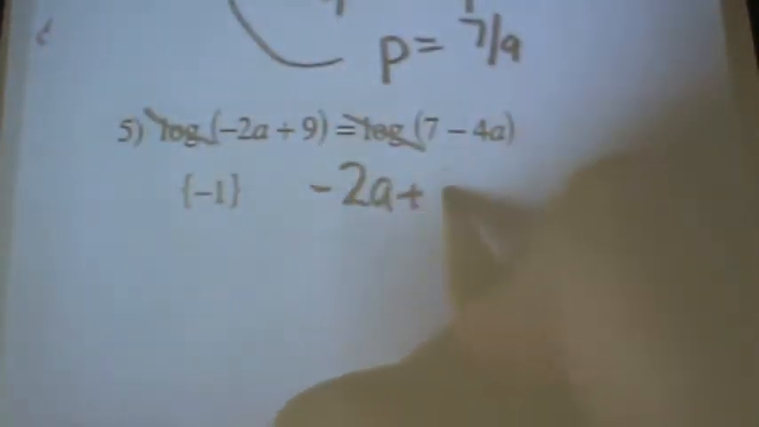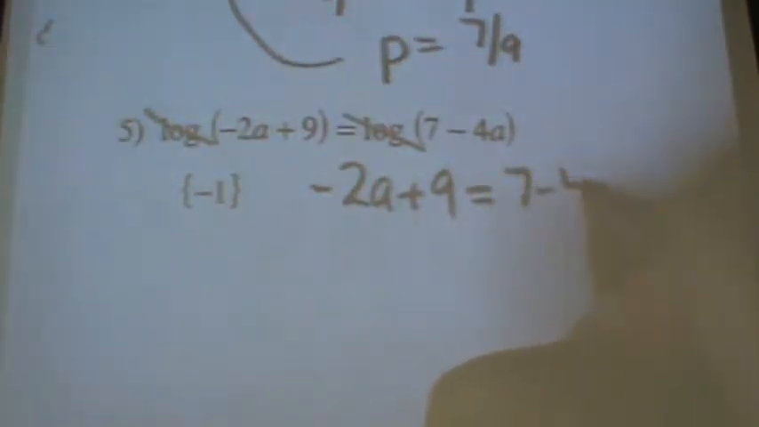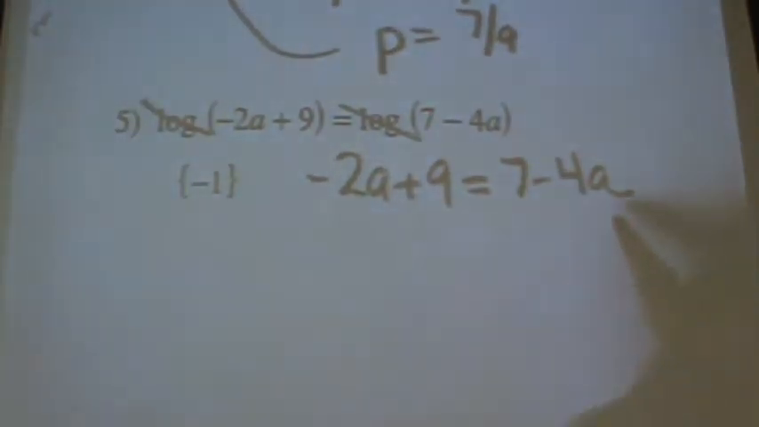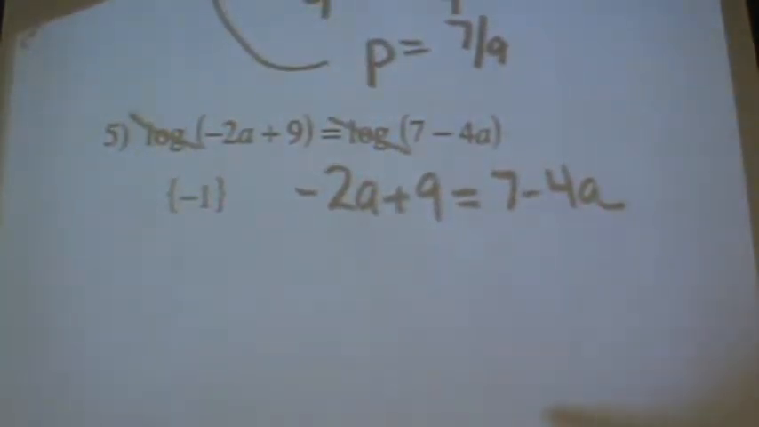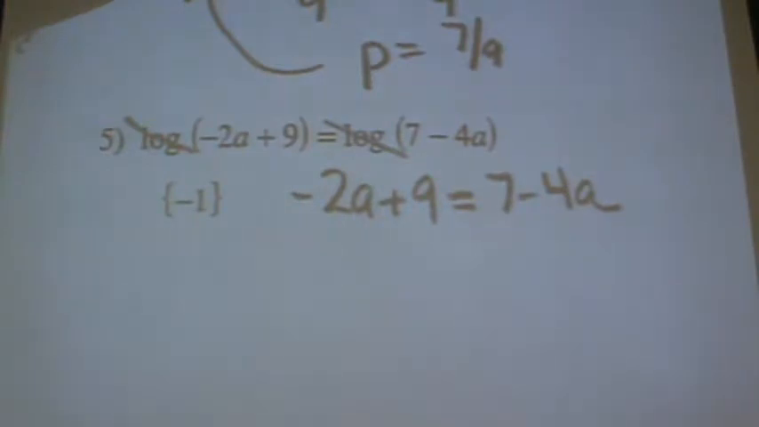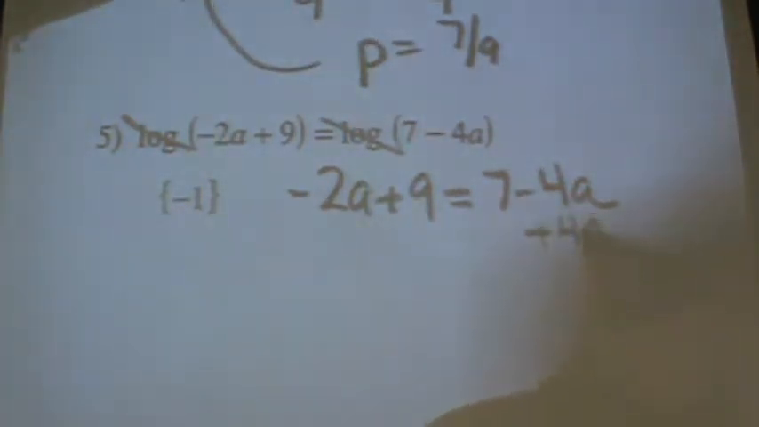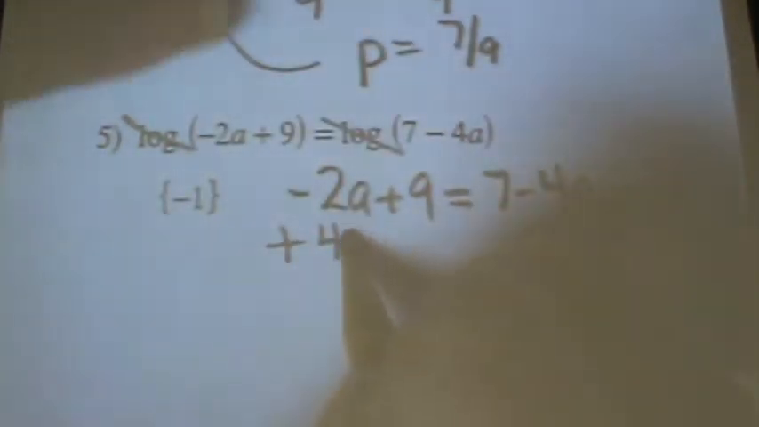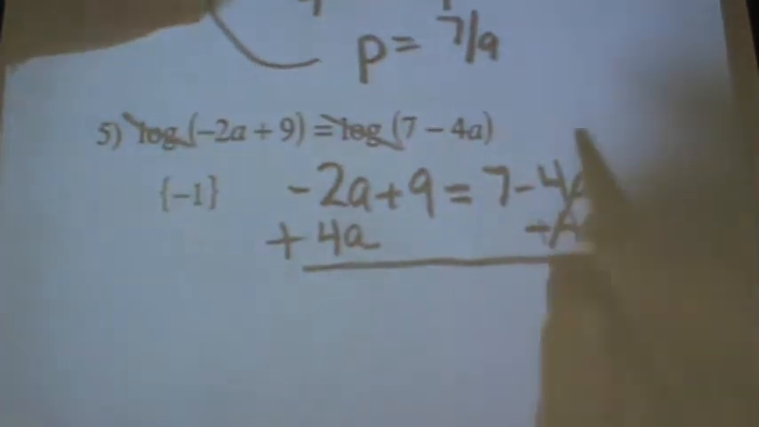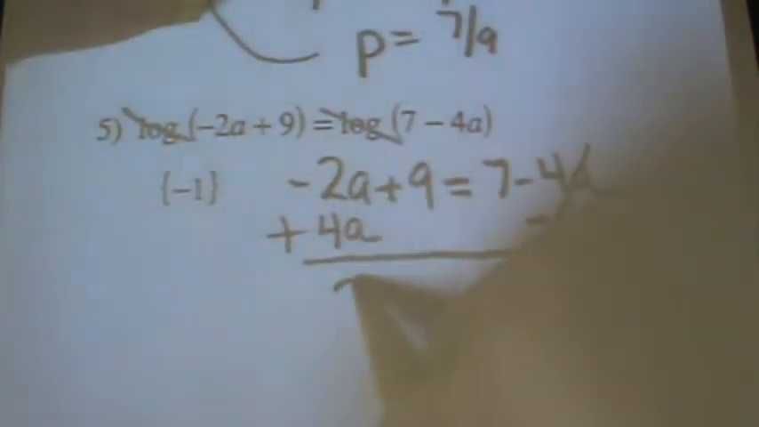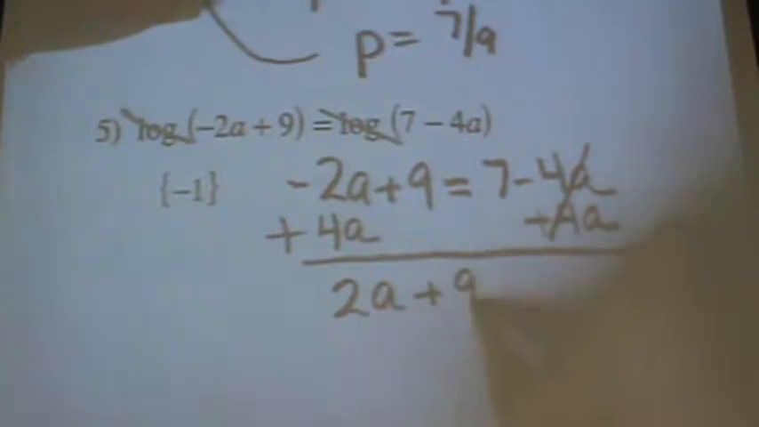Number 5, cross out both logs. Negative 2a plus 9 equals 7 minus 4a. I'm going to add 4a to this side. Slow down. Okay. We're going to get the a's together. So add 4a to this negative 2a. So 2a plus 9 equals 7.